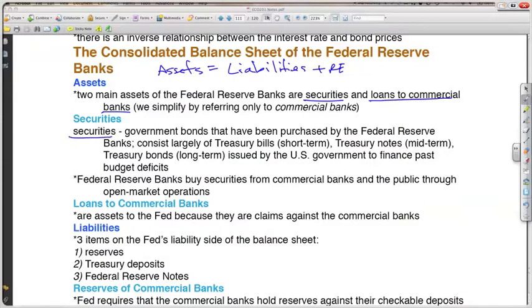When we talk about securities, we're looking at those government securities or those government bonds that are purchased by the Federal Reserve. So the Fed buys those securities. And they're going to be either Treasury bills, notes, or bonds. Right? Bonds being long-term, notes mid-term, and bills short-term.